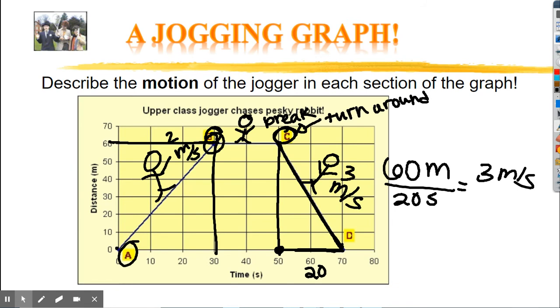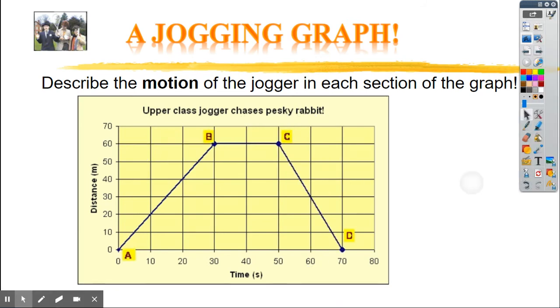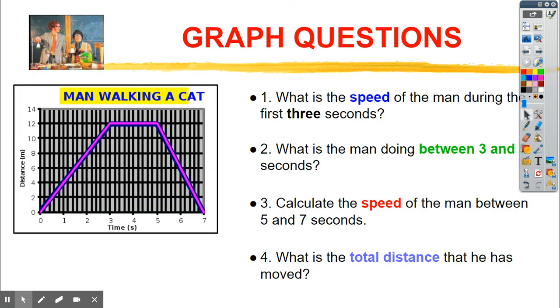All right. So let's look at some graph questions. This graph represents a man walking his cat. Number 1 says, what is the speed of the man during the first 3 seconds?